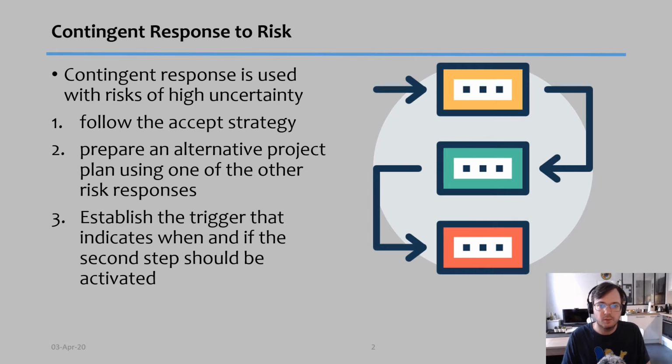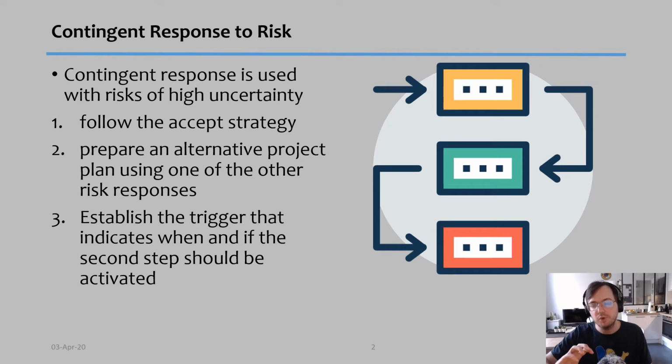A contingency response to a risk is used when we have risks that have high uncertainty. In other words, I really don't know if they will happen or not. Therefore, step one is I follow my accept strategy. I take no immediate action.